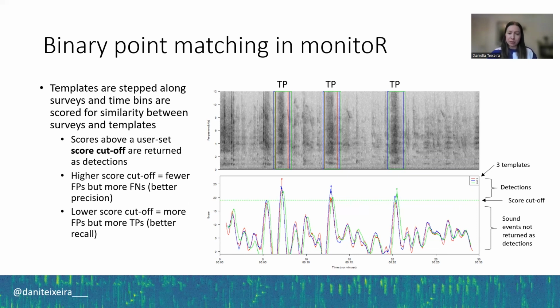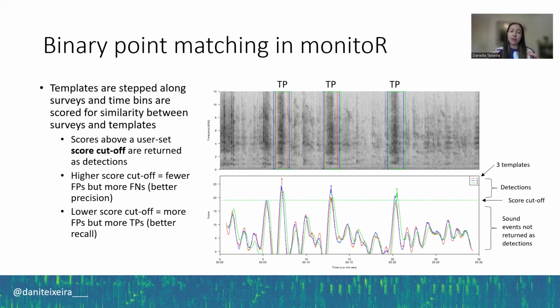If you can see on the bottom figure there, there's a green horizontal line. That's the score cutoff, which is something that you as the user actually set. Anything above that line, Monitor will return to you as detections. Anything below that line, you can see those peaks and troughs. Monitor is detecting that there are sound events there, but they're not above the score at which it would return it as a detection. So getting that score cutoff right is really important for this method, because it trades off your false positives and your true positives and your false negatives and all of that.